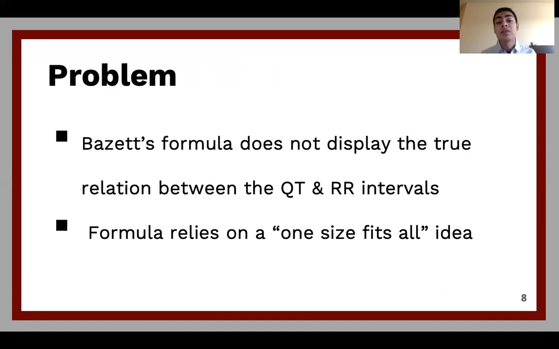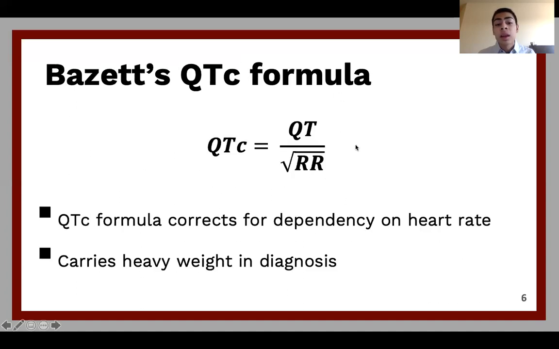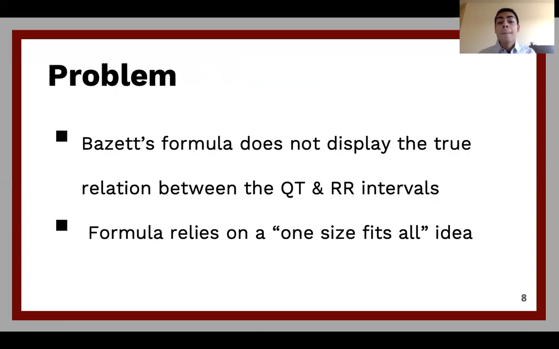It all goes back to Bazett's formula because it carries such heavy weight in diagnosis. And essentially, if I go back to the formula really quick, this square root is there for a reason, this fraction is there for a reason. It's showing the presumed relation between the QT and RR interval. But what I'm proposing is that it doesn't display the true relation between the QT and RR interval. And instead, it relies on a one-size-fits-all sort of principle, which is what's causing all these misinterpretations and diagnoses.